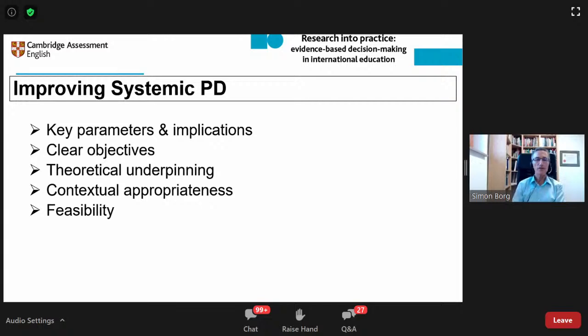Feasibility, as I've emphasized, is extremely important. We do need to be feasible in the way we design programs. We need to take into consideration the resources available, logistics, budgets, and the kinds of demands that can be reasonably made upon teacher educators, teachers, and schools. And finally, the importance of robust evaluation cannot be overemphasized. Without robust evaluations, we can't really make informed decisions about how effective a professional development program is and how we might improve it.